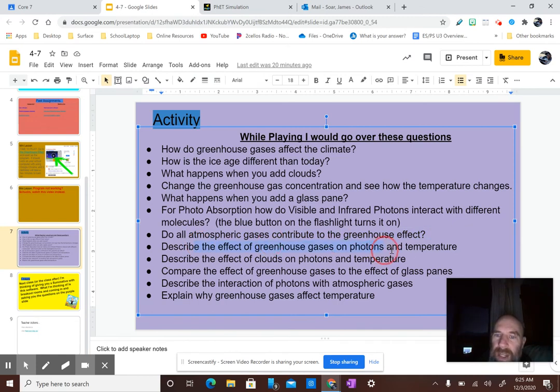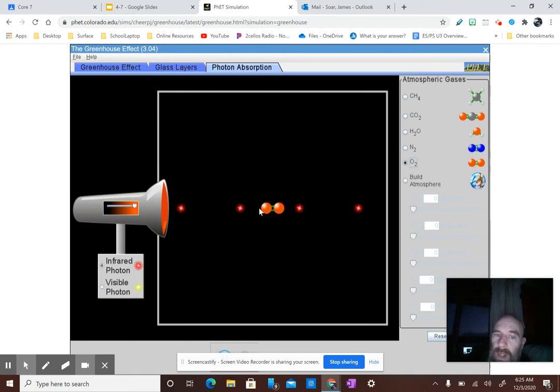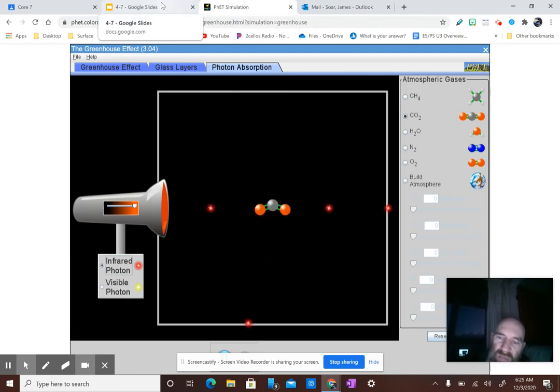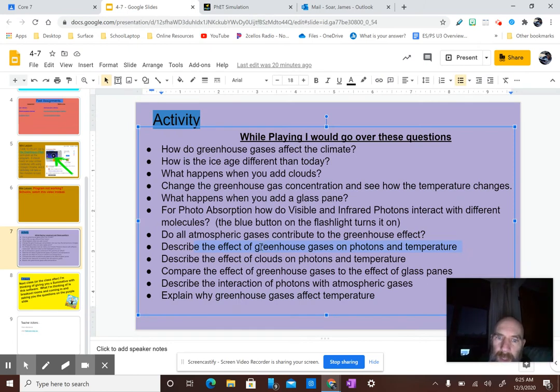Describe the effects of greenhouse gases on photons and temperature. So for this one, the photons go right through. Infrared, invisible. All right. But up here, this is for carbon dioxide, the methane, the H2O. It holds on to that infrared photon and then it just holds on to the heat. So, effect of greenhouse gases on photons and temperature. Yep, increase the temperature.